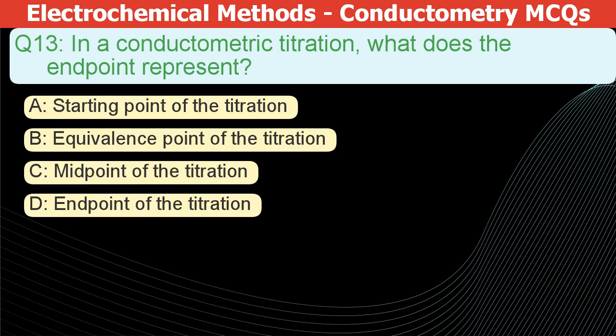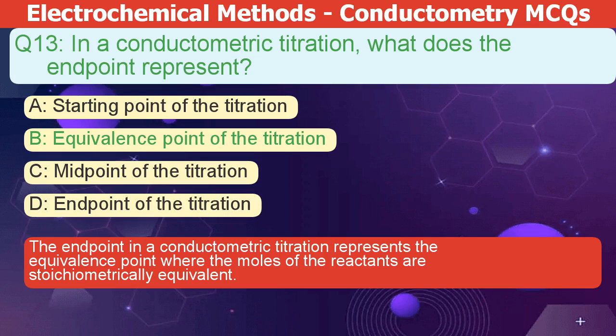A. Starting point of the titration. B. Equivalence point of the titration. C. Midpoint of the titration. D. Endpoint of the titration. The correct answer is B. The endpoint in a conductometric titration represents the equivalence point where the moles of the reactants are stoichiometrically equivalent.